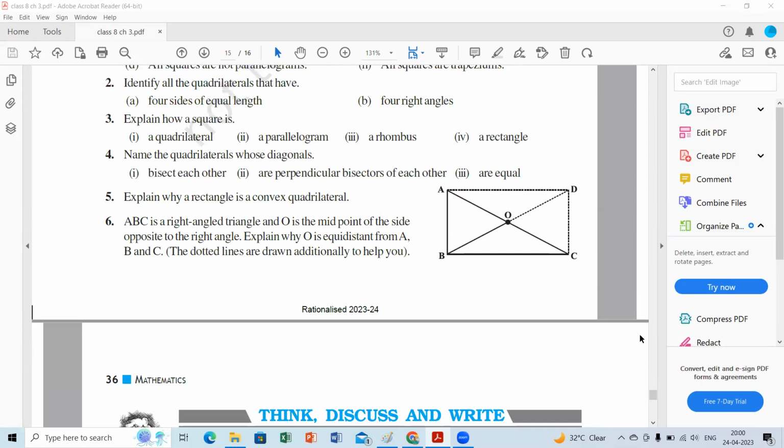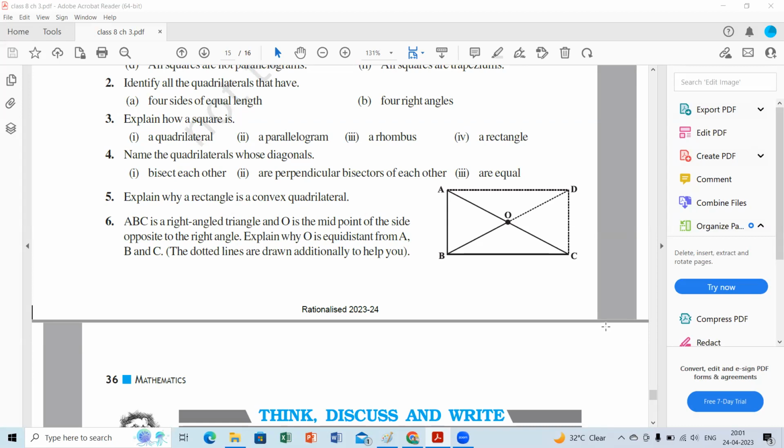ABC is a right angle triangle, and O is the midpoint of the side opposite to the right angle. You can see the diagram also. Explain why O is equidistant from A, B and C. Ma'am, because AC and BD bisect each other. Any congruent property we can apply? When AC and BD go through each other, AO is equal to OC, BO is equal to OD.